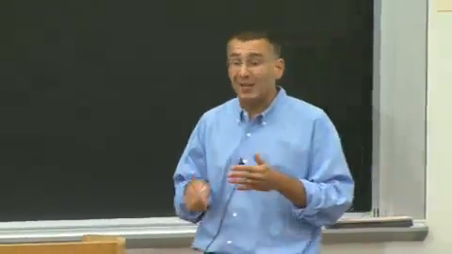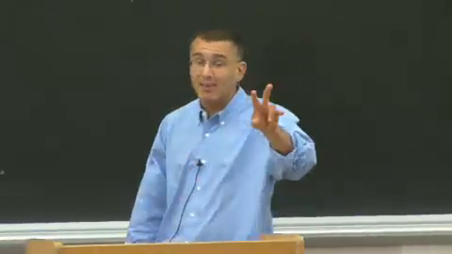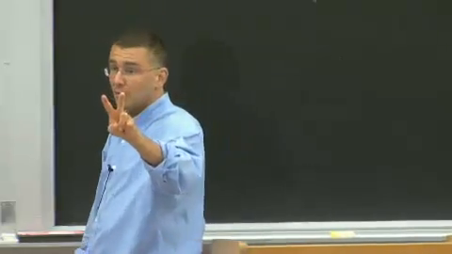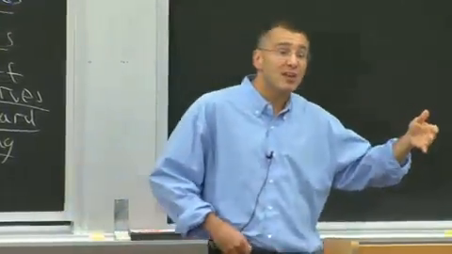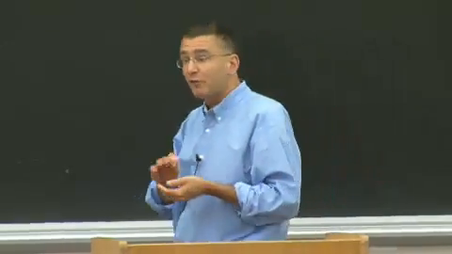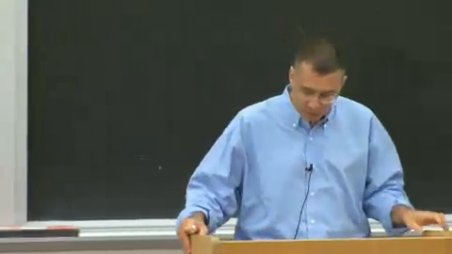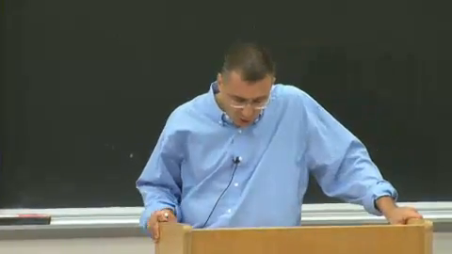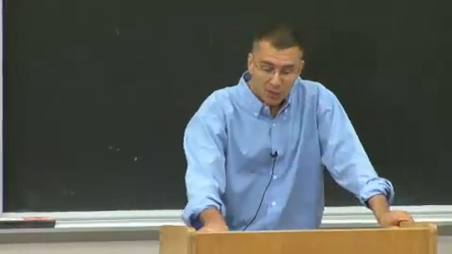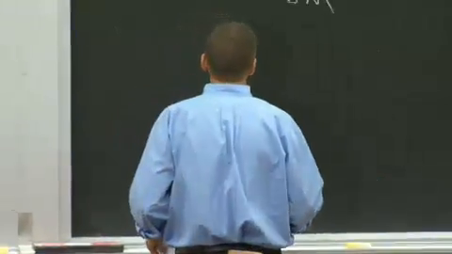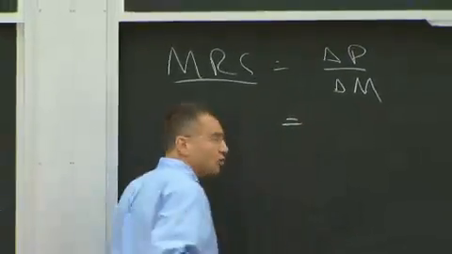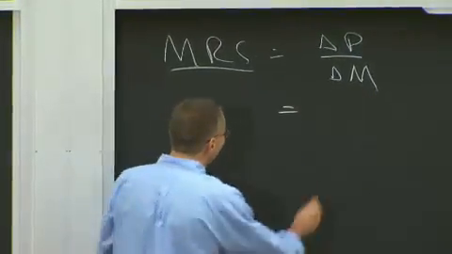So then you say, wait a second, if you want me to give up another pizza, you got to give me 2 movies. Because my marginal utility of pizzas is rising. My marginal utility of movies is falling. And that's why the marginal rate of substitution diminishes along the indifference curve.